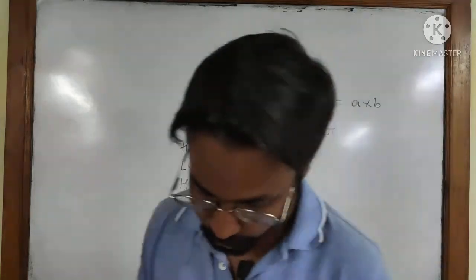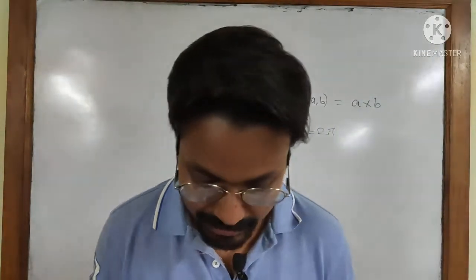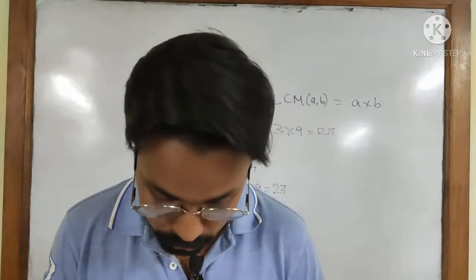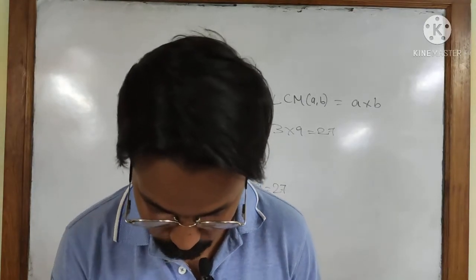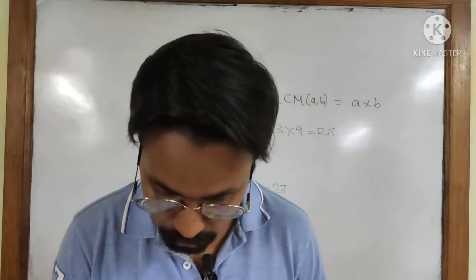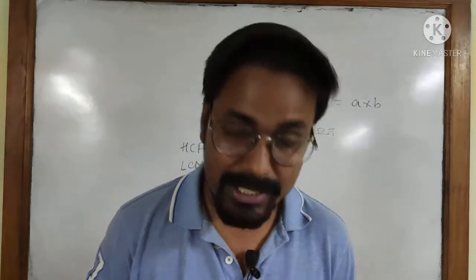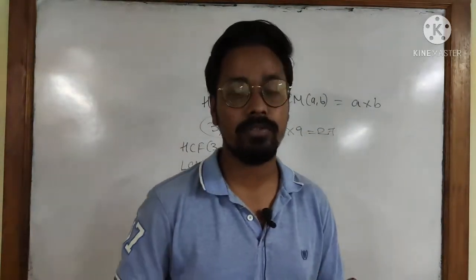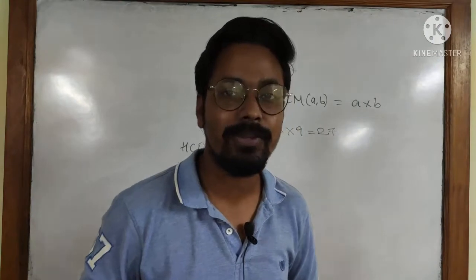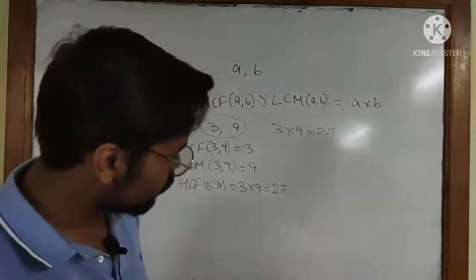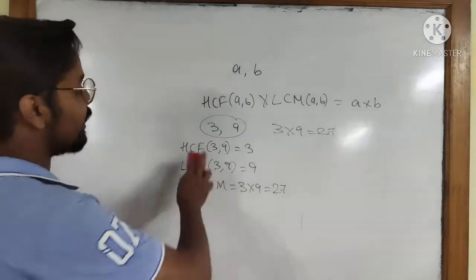So using that theory, we will try to solve the questions given in exercise 1.2. If you look at the first question of exercise 1.2, you will see: express the following numbers as the product of its prime factors. That means you have to find the prime factorization. So let's start with question number 1 of exercise 1.2.